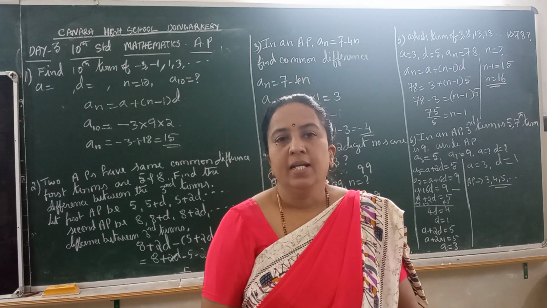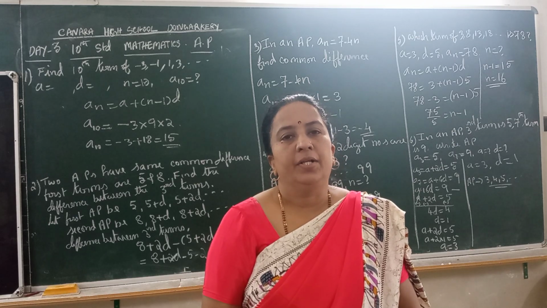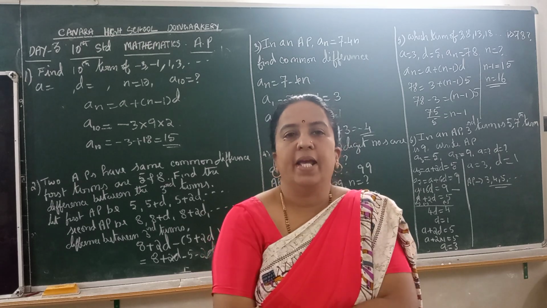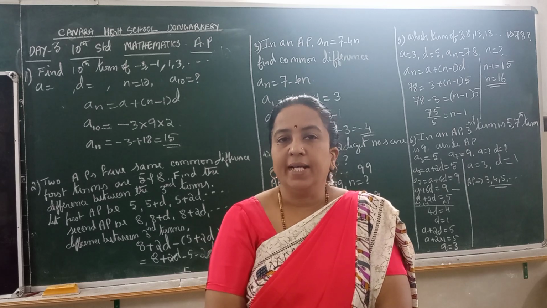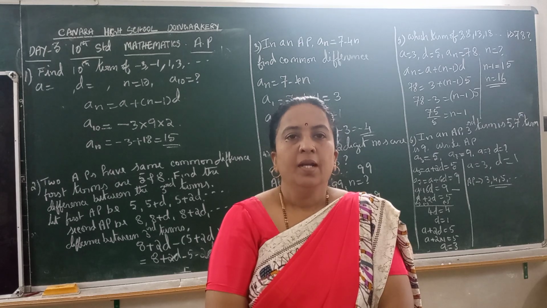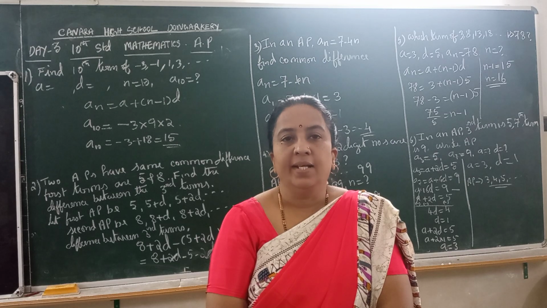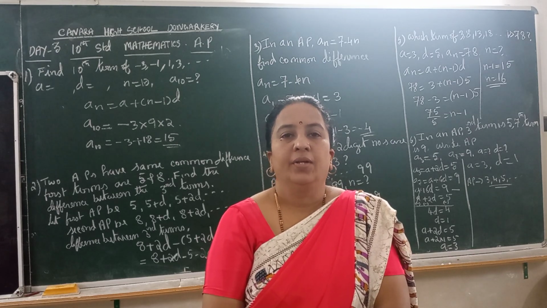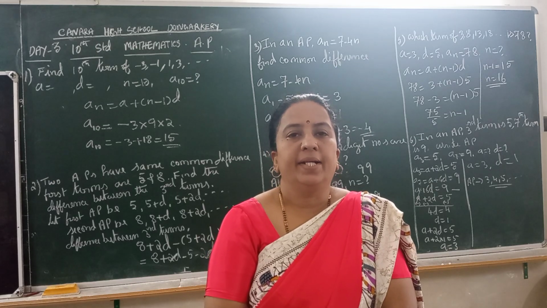A, A plus D, A plus 2D, and so on up to A plus n minus 1 into D, where the nth term is A plus n minus 1 into D. These are the things we already learnt and we solved a few sums. In today's class, we will solve some more sums related to an is equal to A plus n minus 1 into D. I hope you are all ready with a pen and a notebook.